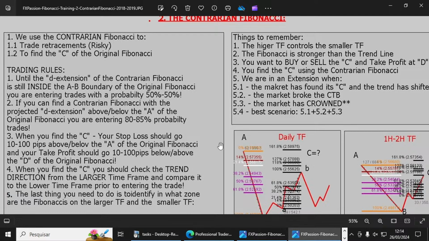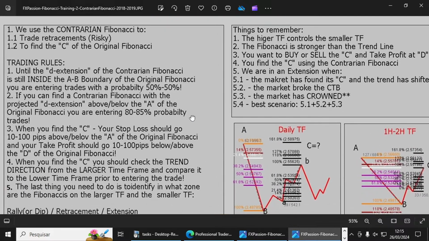Trading rules, whatever you want to trade, those are the rules. Until the D extension of the Contrarian Fibonacci is still inside the AB boundary of the original Fibonacci, you are entering trades with a 50-50 probability. If you can find a Contrarian Fibonacci with the projected sub D extension above or below the capital A of the original Fibonacci, you are entering 80 to 85 percent probability trades on the original Fibonacci.